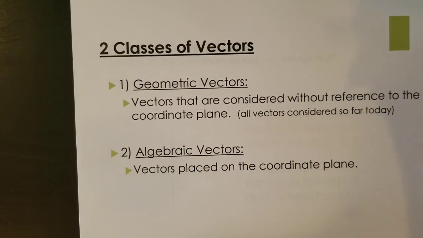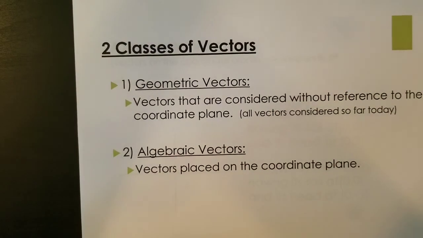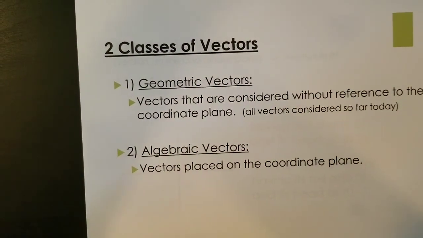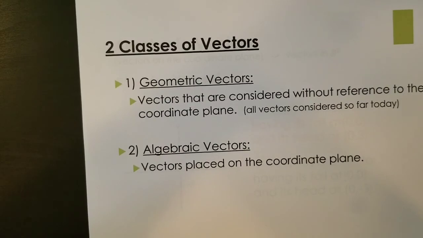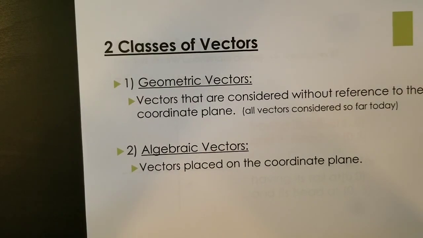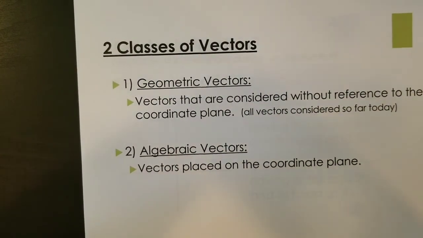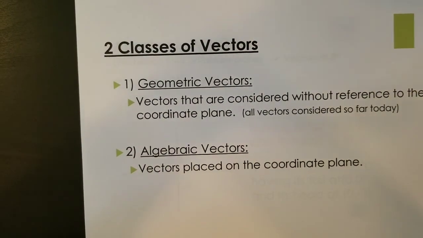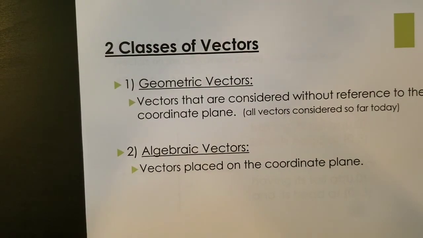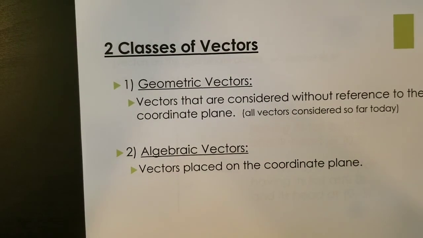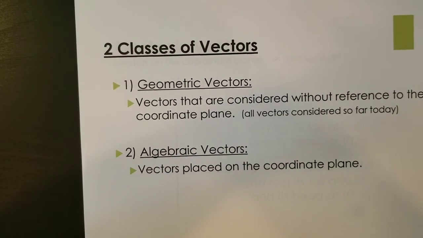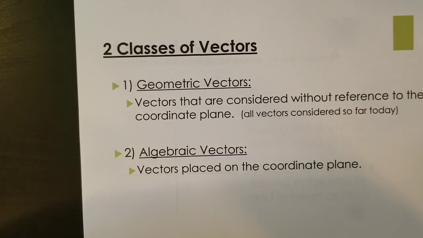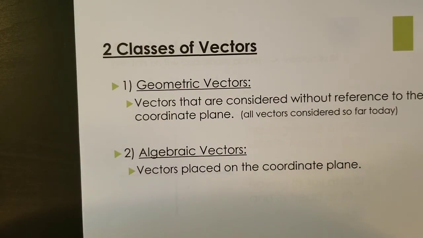We're going to look at two different types of vectors. The first kind, and what we're talking about today and for the next couple days, are called geometric vectors. These are vectors that you would have looked at if you've taken physics. They're vectors in the real world, out in space, talking about forces and distance and velocity and things like that. So these tend to be more real life applications, and they're considered without reference to any sort of coordinate plane.